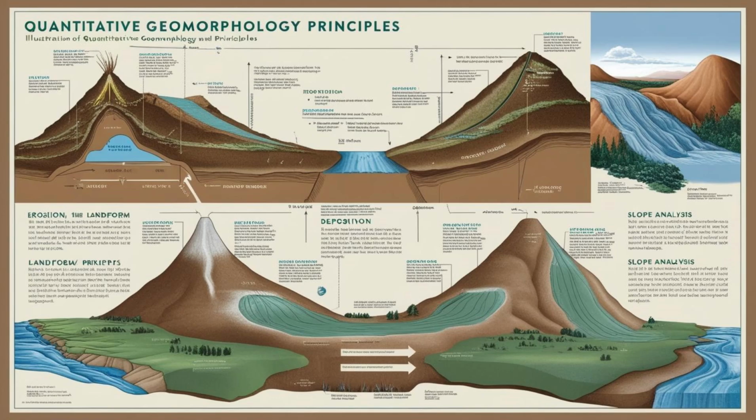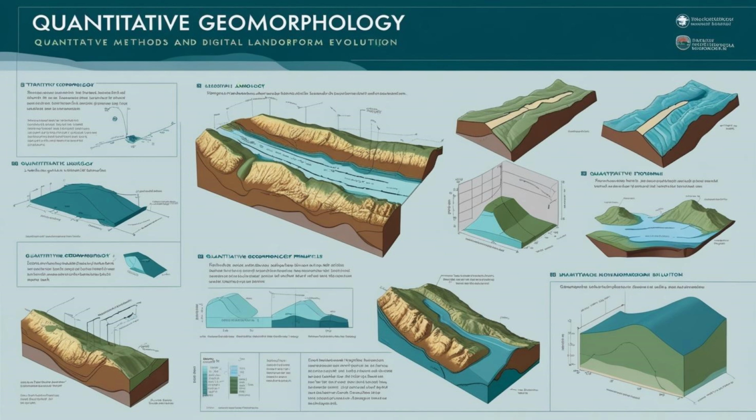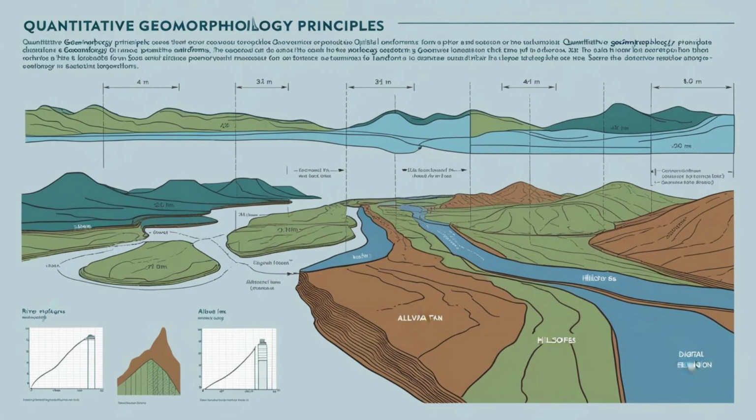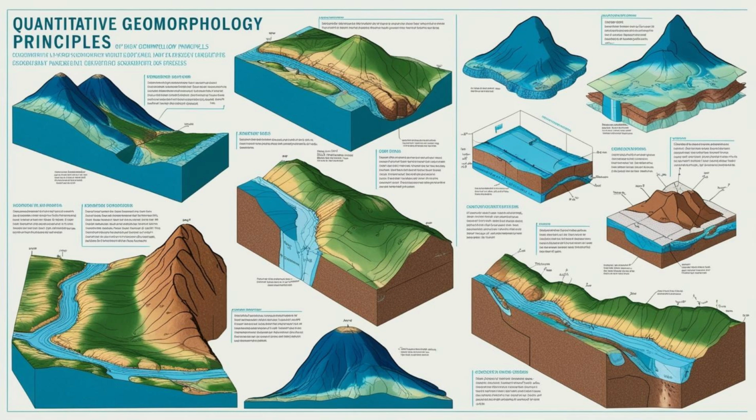Ever look at a mountain range or maybe just a river valley and really wonder how it got that specific shape? How it all formed, right. Exactly. So today we're diving into quantitative geomorphology. It's basically how scientists use, well, hard numbers to figure out the secrets of Earth's landscapes. Moving beyond just describing what we see.